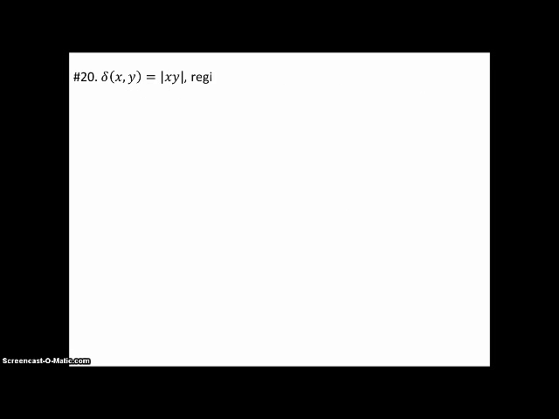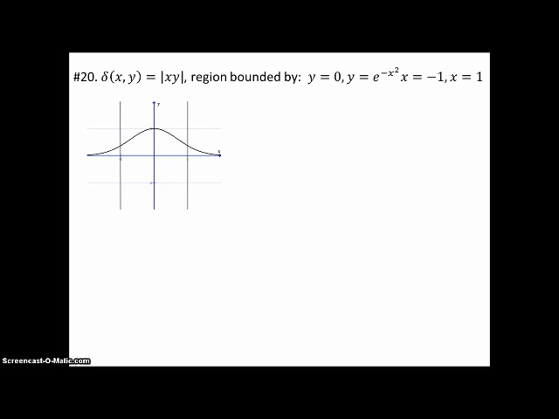Number 20, the density is absolute value of xy. The region is bounded by the x-axis, the curve y equals e to the negative x squared, and 2 vertical lines. So there's a picture of the curve and the lines, and the x-axis is part of the boundaries, so there's our region. And pretty obviously, x bar is going to be 0 again because the absolute value of xy is going to be the same on either side of the y-axis. And so we're going to end up there in the middle.